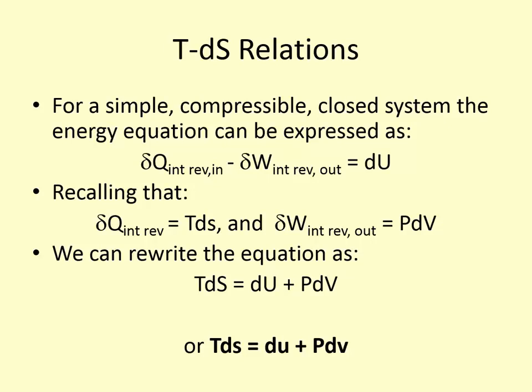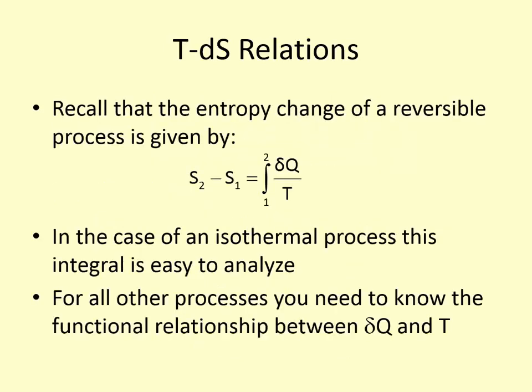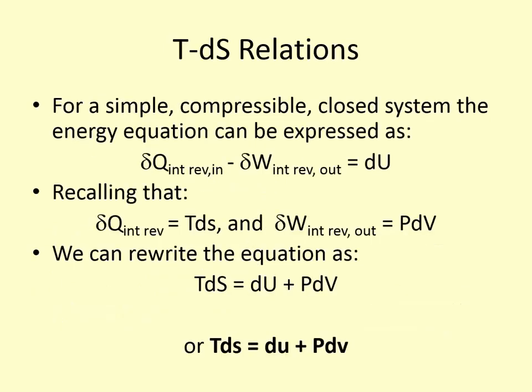If we remember from the previous slide that we could rewrite the equality S2 minus S1 equals the integral of del Q over T, we can rewrite that as del Q is equal to T dS. And we remember that del W is equal to P dV. So now we can substitute in T dS for del Q and P dV for del W, and we have this new relationship: T dS is equal to dU plus P dV. So we have a relationship between entropy, temperature, internal energy, pressure, and volume.